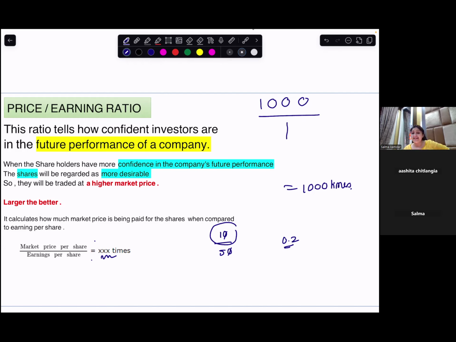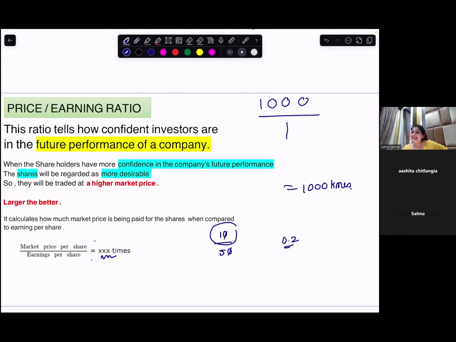So the price earning ratio is 1000 times. It is more. That means the market price is overvalued compared to the return the company is giving. It tells us that the shareholders have a lot of confidence in the company. Okay, let's take this with another example.